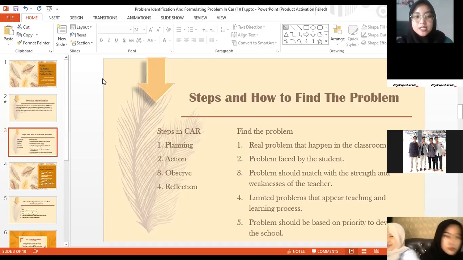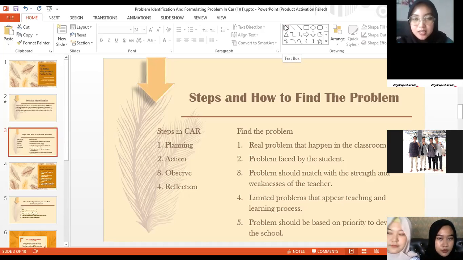And the fourth, there is reflection. Reflection is the process of evaluating how good our alternative solution is at solving our problems. So next, about how to find the problems.